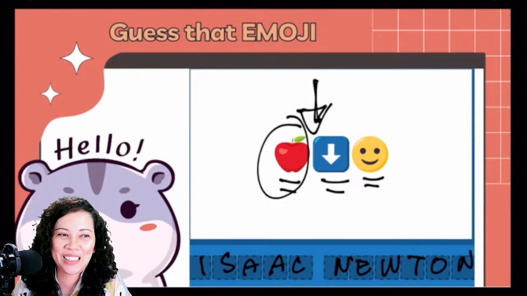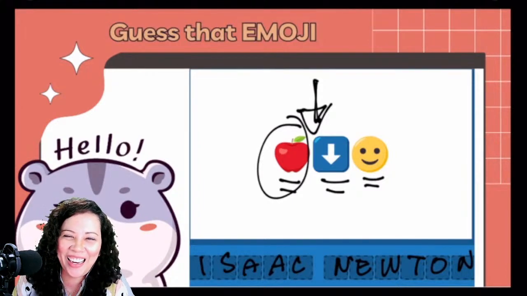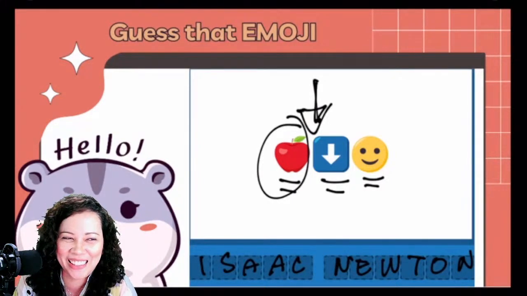He discovered the law. Snow White and the Seven Dwarfs. No, it's Isaac Newton. It's Isaac Newton. Okay, okay. Okay, let's proceed.